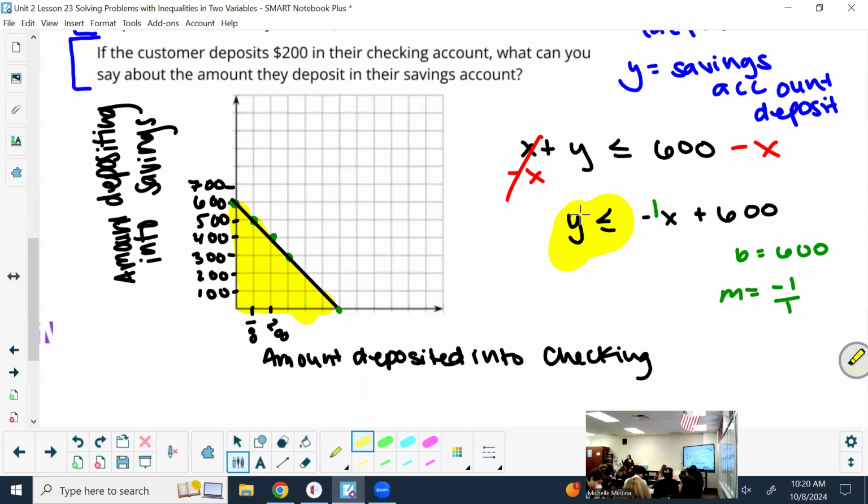That covers us making the inequality. That covers us graphing it. Now you need to be able to tell me a solution. That was the third thing on that list. Table 5, can you tell me at least one solution? There's lots.